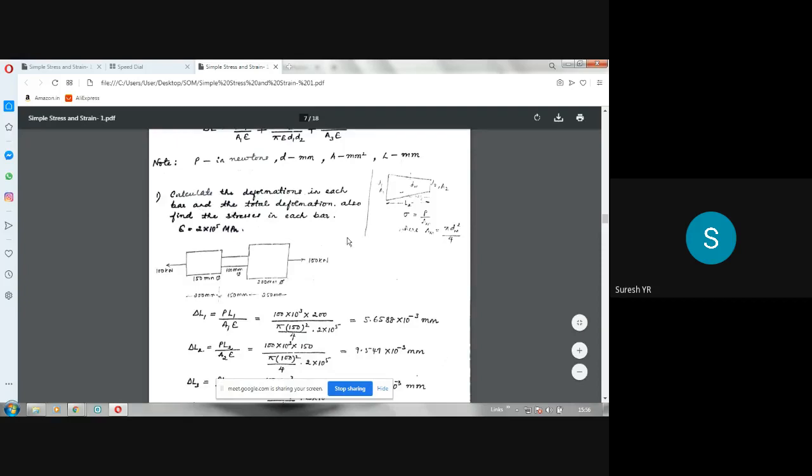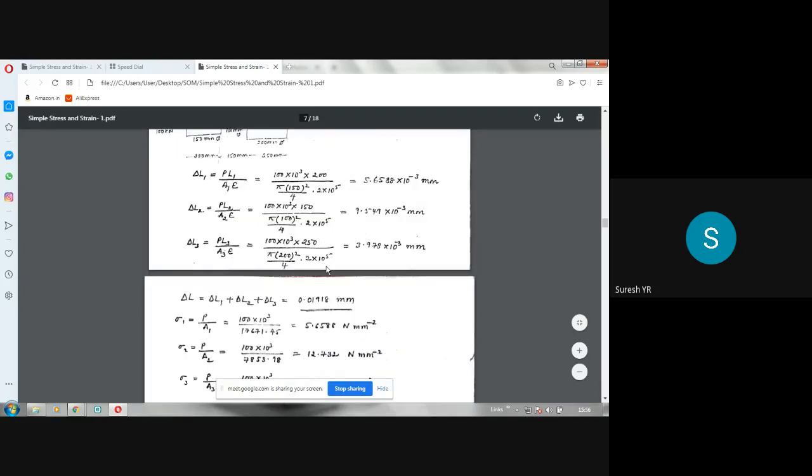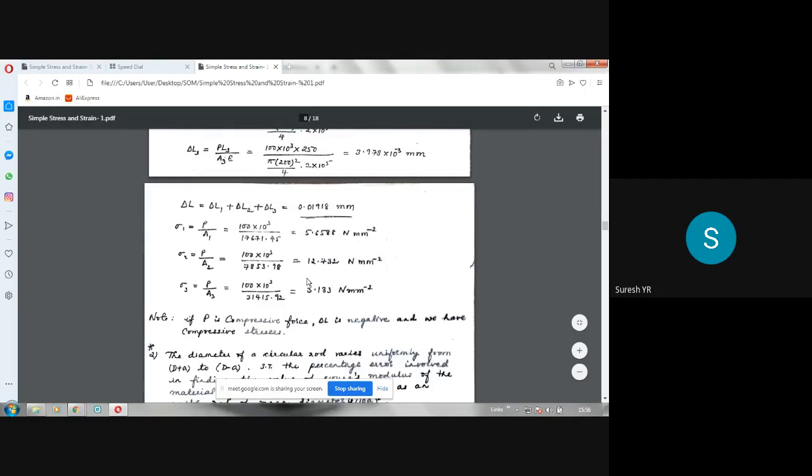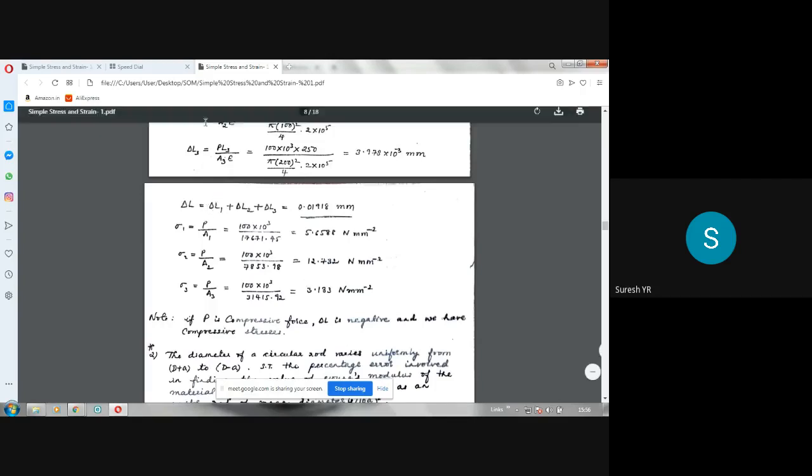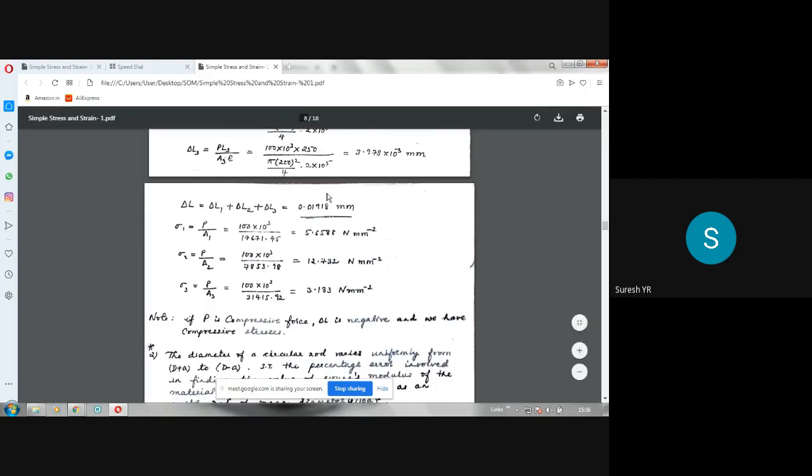Then the total deformation you have to add. Because all three bars are stretched, elongation takes place and there will be an increase in length. That total increase in length is the sum of all these three, which, if you add, you are going to get 0.01918 mm.